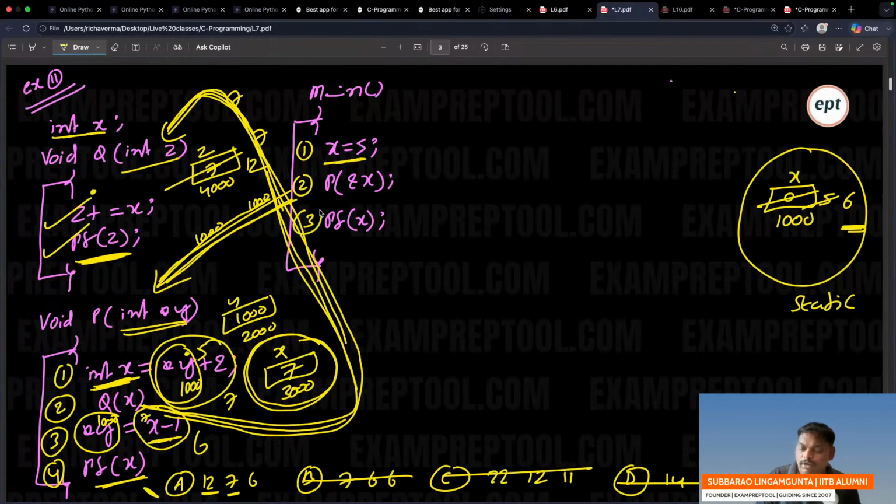Can you see the third line? Printf x. See, no local variable x. That x means global variable because of static scoping. So 6 will be printed. So the main program is also over, it is popped out. So it's going to be 12, 7, 6. Maybe some small mistake, if anyone did, please rectify.